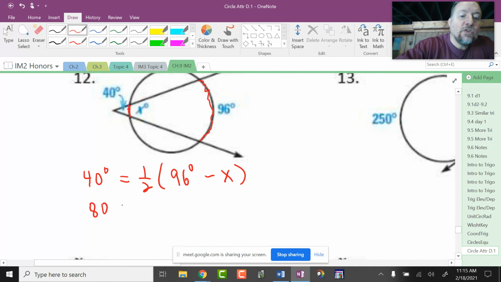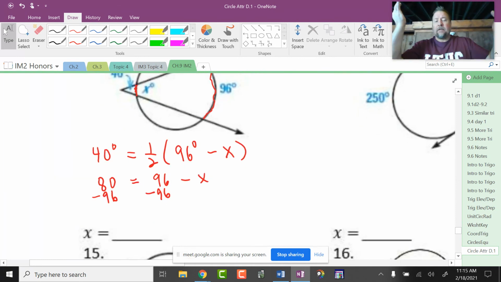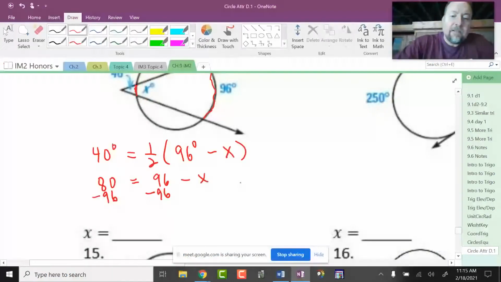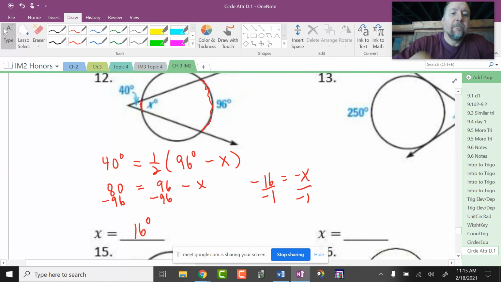Multiply both sides by 2. Subtract, not add. This minus sign is on the x. Good students do that all the time. They add 96 just because they see a minus sign. That's algebraically not good. But negative 16 equals negative x, so divide by a negative, and then you get 16. And you can't say degrees on that, okay? So just simple algebra, but just knowing where the parts go.